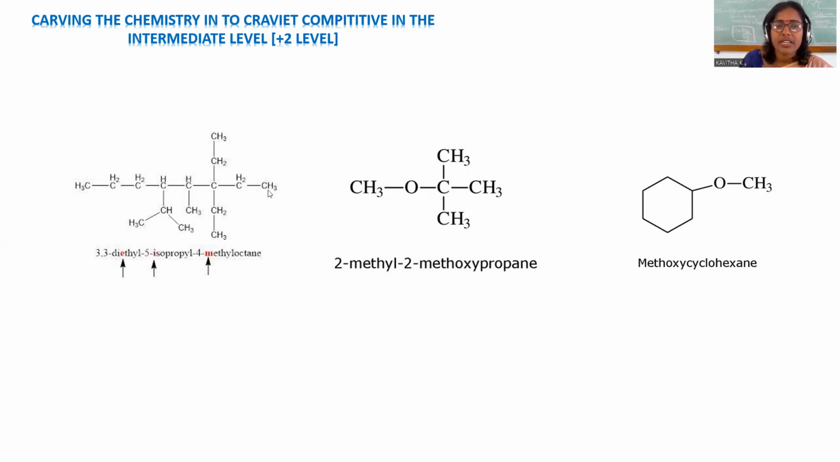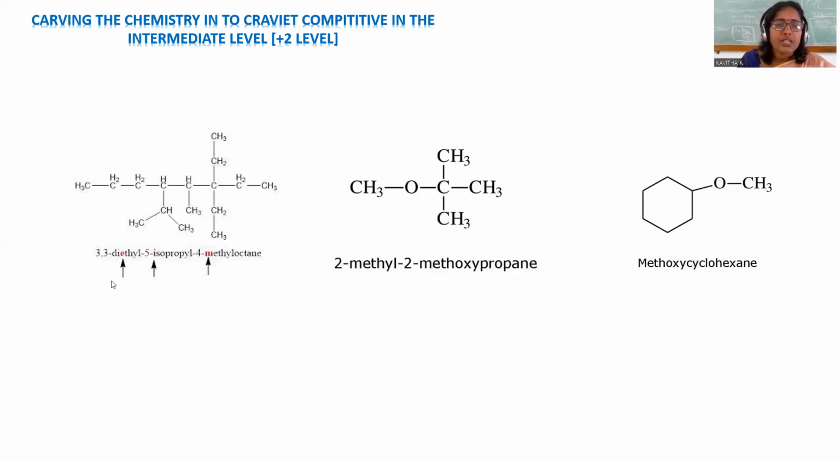So numbering will start with the carbon on the right side: 1, 2, 3. The third carbon has two ethyl groups, right? So we can mention 3,3-diethyl, and on the fourth carbon we have methyl. The fifth carbon has an isopropyl. So on the fifth carbon we mention isopropyl, and the longest chain is 8 carbon, so octa is the prefix. Being all the carbons saturated, single bonded, we can say octane is the name of the compound.